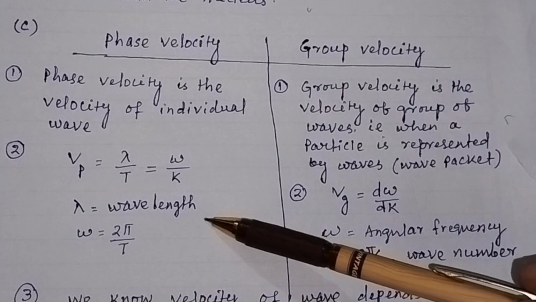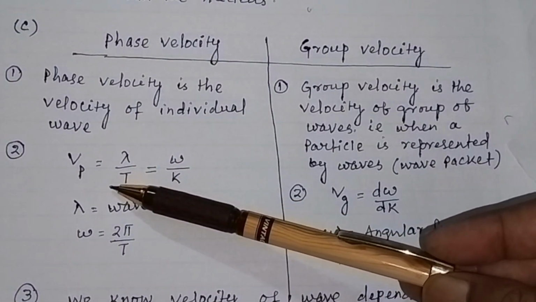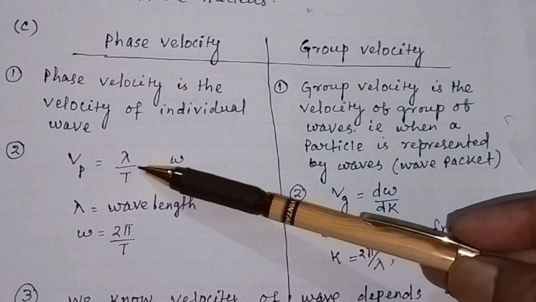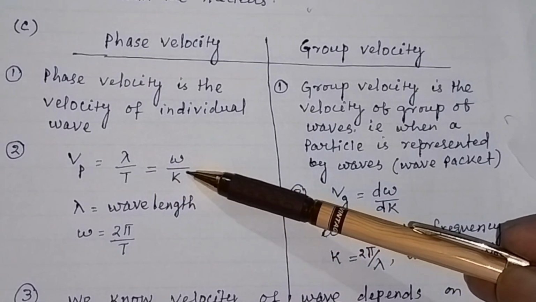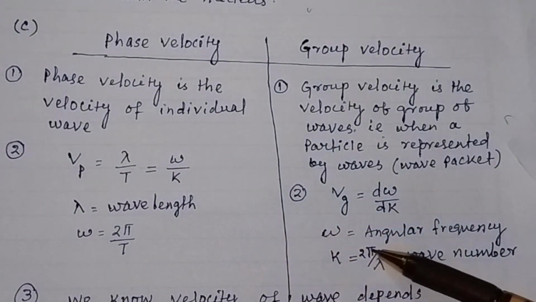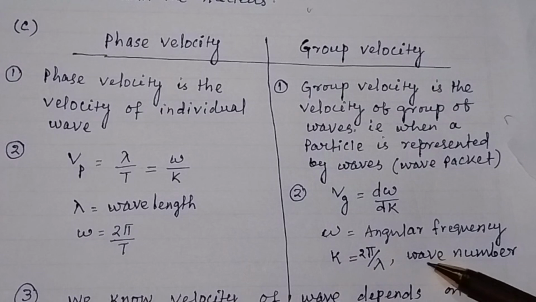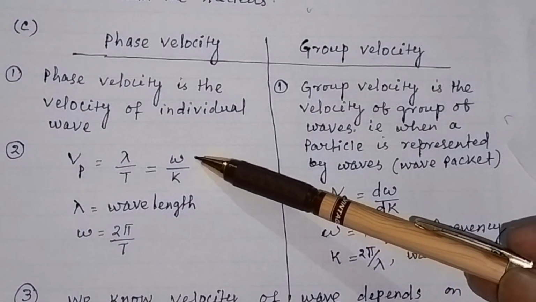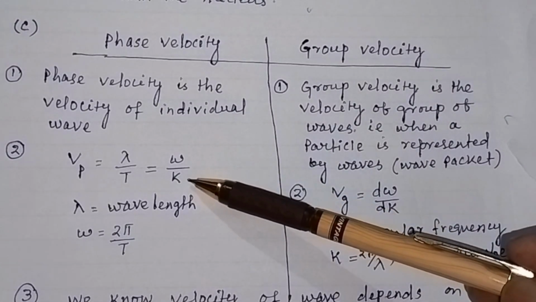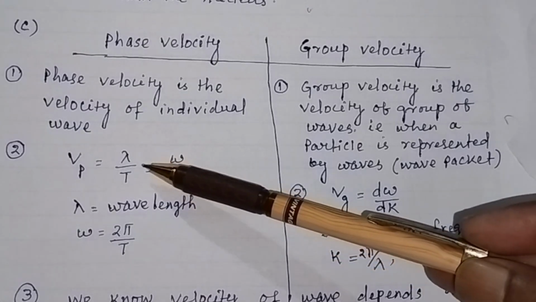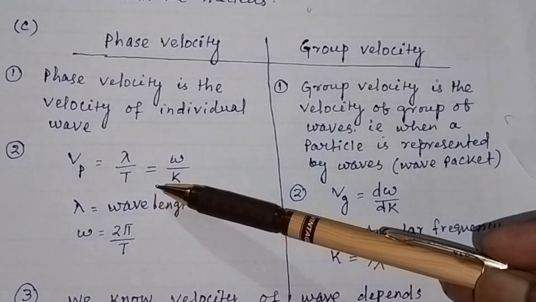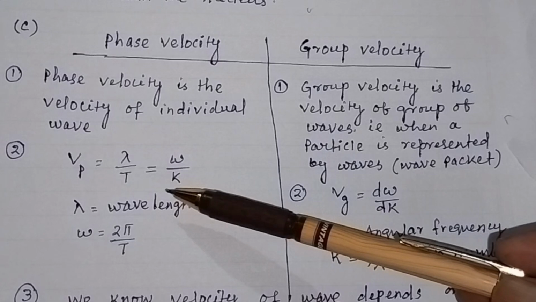The mathematical definition or formula for phase velocity is lambda by t or omega by k. Omega is the angular frequency and k is the wave number. If you divide omega by k, that is called the phase velocity. That means lambda is the wavelength and t is the time period.